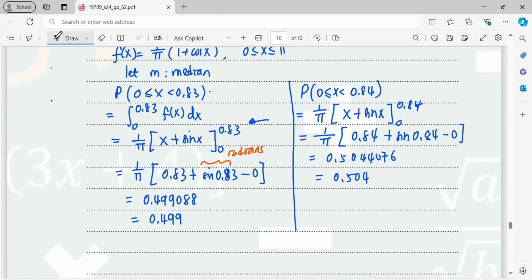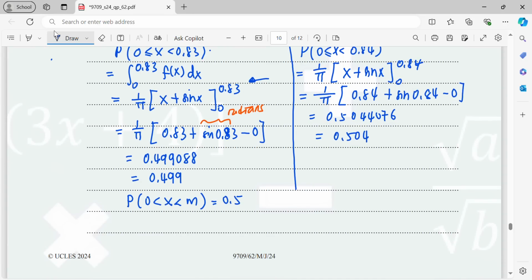Now, from here, I will say that P(0 < X < m), it will be 0.5 if m is the median. So now obviously, 0.499 is less than 0.5 and is less than 0.504. That means your m is between 0.84 and 0.83. So shown.